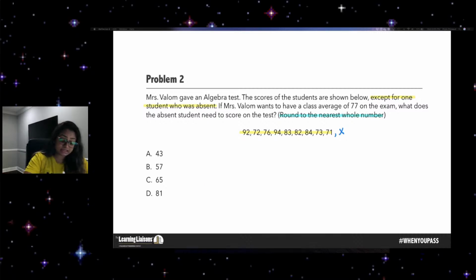But it does tell us what they want. Miss V wants a class average of 77 on the exam. So when I hear average, what's the first thing that comes to mind? Anyone want to tell me what they think of when they hear the word average?